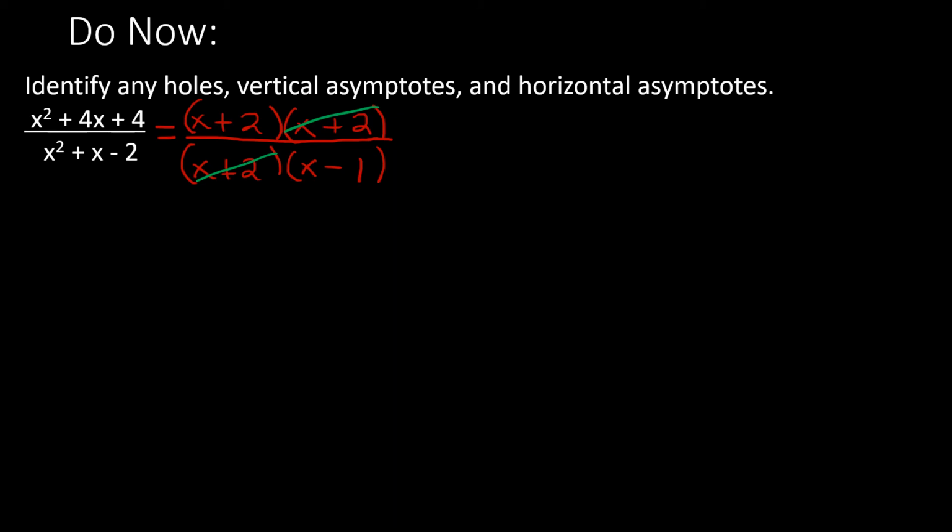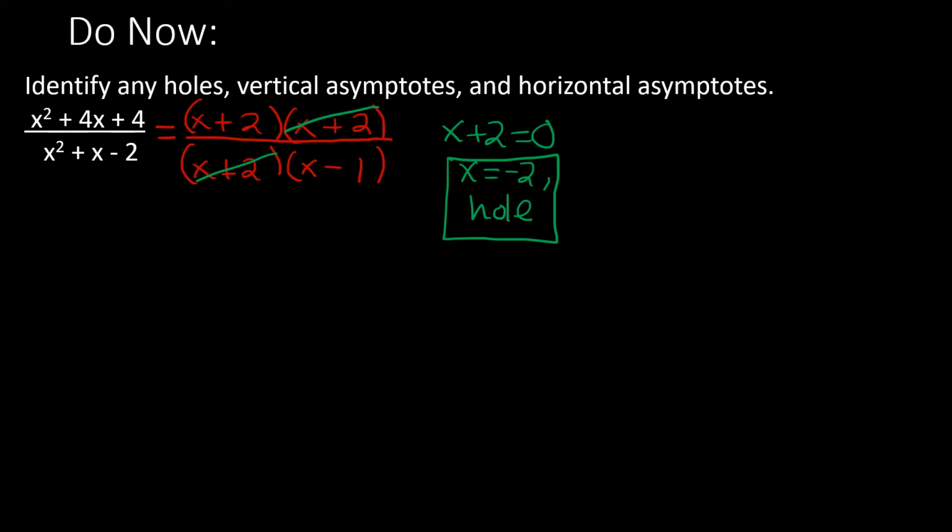As soon as we remove them, you need to set them equal to 0. So we're going to say x plus 2 equals 0. So sorry, guys. We're going to set it equal to 0. When we do that, we're going to get x equals negative 2, and this is where we have identified a hole.